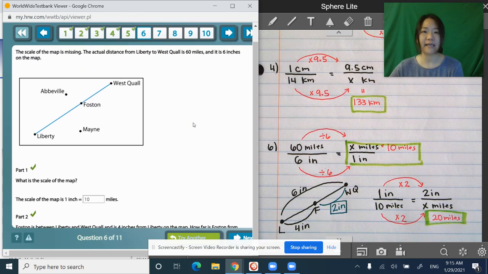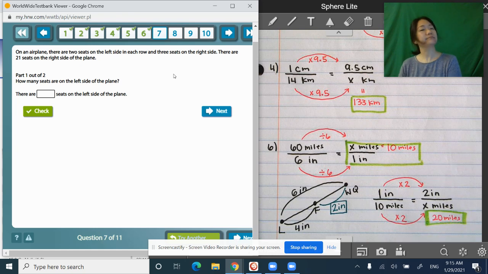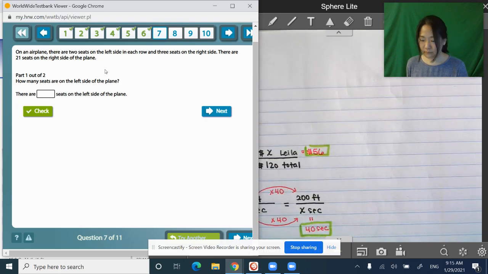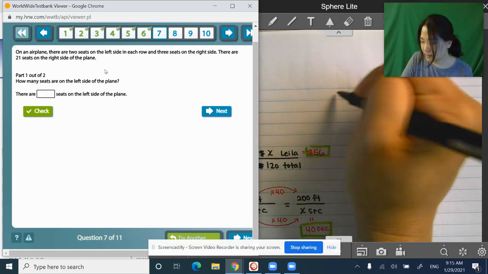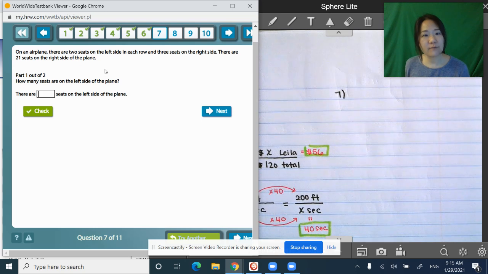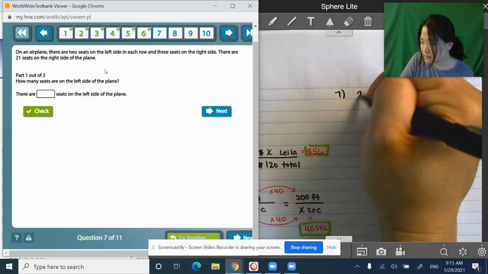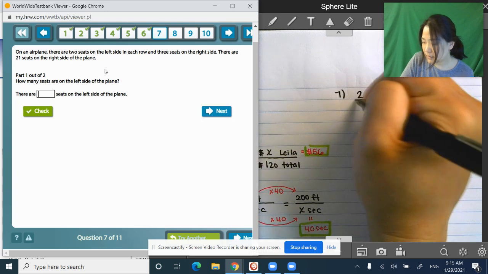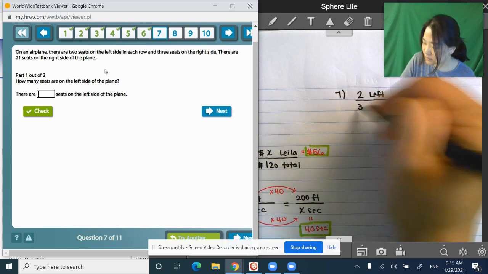Okay, number 7. On an airplane, there are 2 seats on the left side in each row and 3 seats on the right side. There are 21 seats on the right side of the plane. Part 1. How many seats are on the left side? If you look at the first information, it says there are 2 seats on the left and 3 seats on the right.